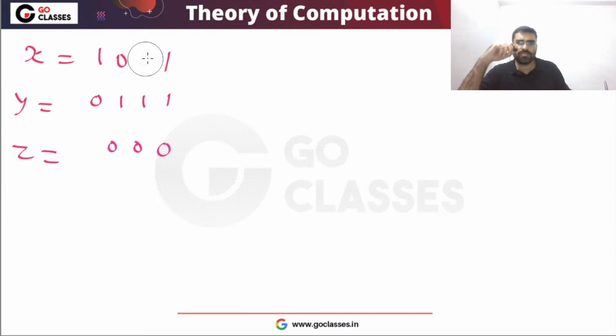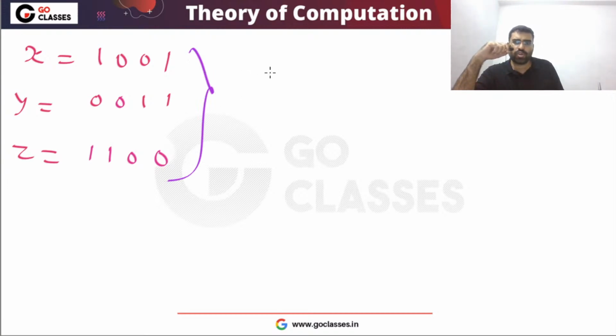Let's assume this is also 0. So what will be your z? Z will be 0 0 1 1. This will be z. If you give input like this, then finite automata can do addition.